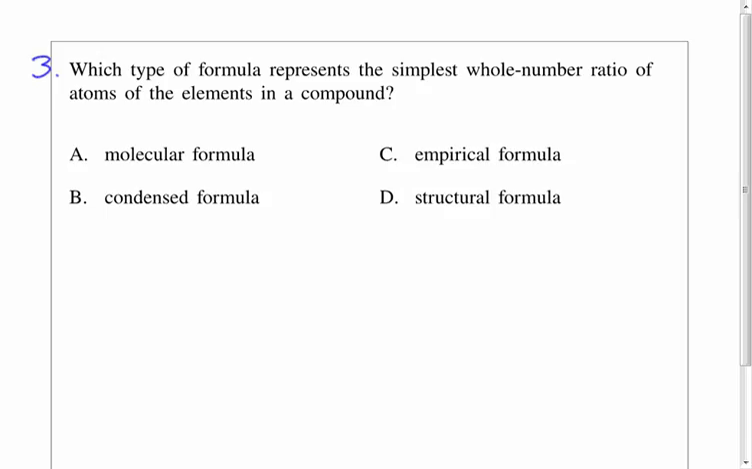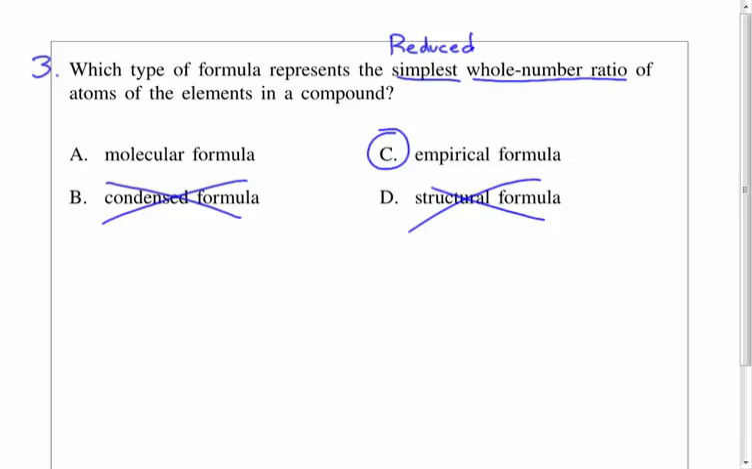Question 3, the simplest whole number ratio. Another way of saying simplest is reduced. It is the most reduced formula you could possibly have. There is not a number other than 1 that could divide into it. And then you need to know the reduced form is the empirical formula. The molecular formula will show you what it really looks like.